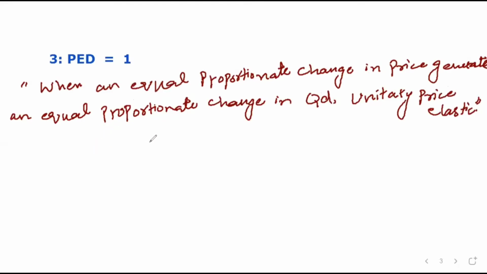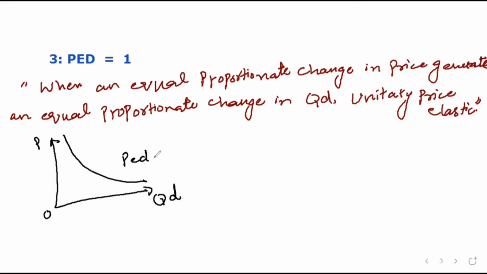The formula will be the same. The curve that we can show here will be a rectangular hyperbola. So let's make the curve first. On the y-axis we take price, on the x-axis we take quantity demanded. So the curve will be like this. PED equal to 1. Here you can take any 2 points. You can show P1 and quantity demanded Q1, and on the second point P2, quantity demanded Q2. This is the normal demand curve.